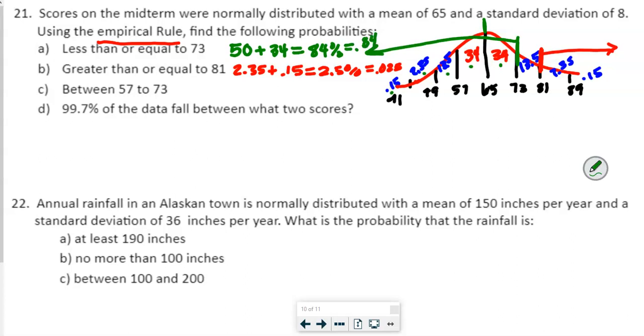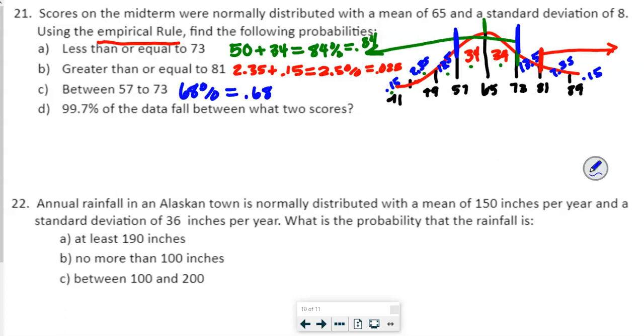Now the last one we're going to do is between. Okay, so we're going to go between 57 and 73 right there, okay? So between 57 and 73, we're just going to add those two together. 34 and 34 is 68, right? So that's 68%, which is equal to 0.68, okay?